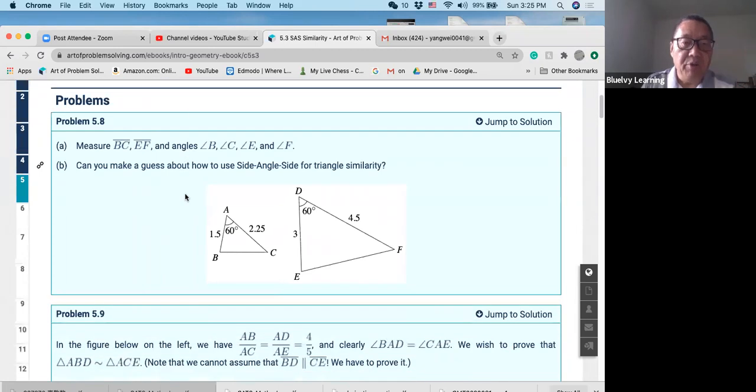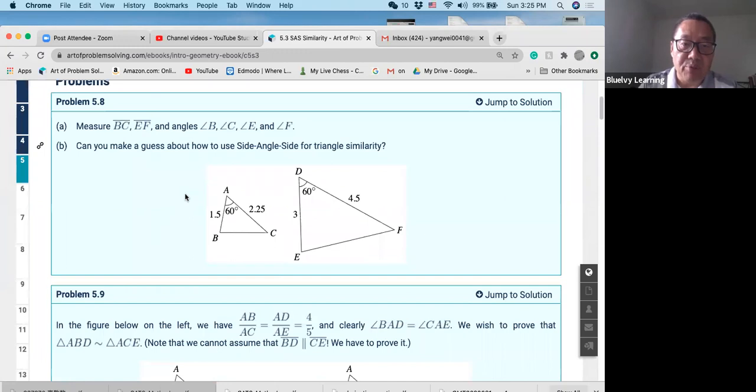Here they ask you to measure BC, in triangles ABC and DEF. They give you angle A equals angle D, that's 60 degrees. Side AB is 1.5, side DE is 3. So AB over DE equals 1/2, right? And AC equals 2.25, and DF equals 4.5. So that means AC over DF also equals 1/2.